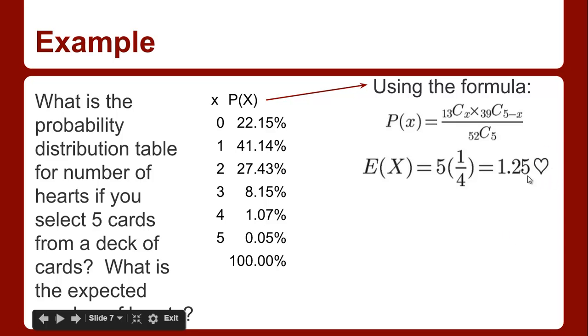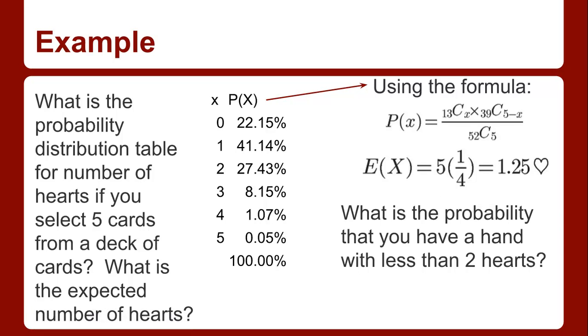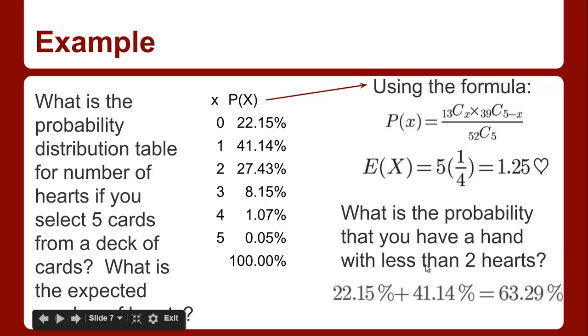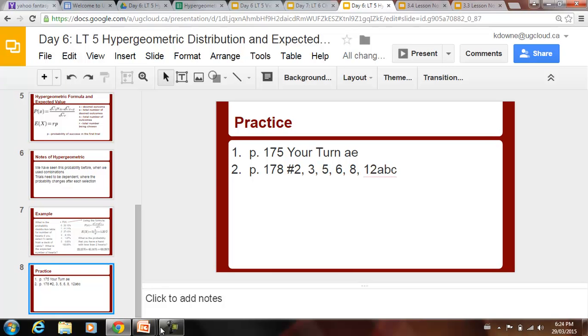I made this little symbol. The math type has these little symbols for the different suits. So if you ask a question like, what is the probability that you have a hand with less than 2 hearts, you can just say it's going to be 63.29%. We just add up the 2 that we get, and we get 63.29. So that's it. You can try these questions for practice.